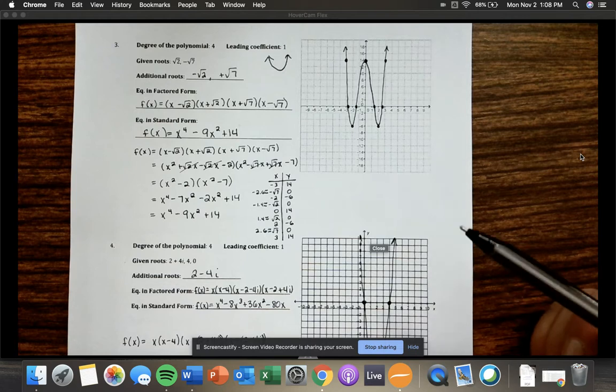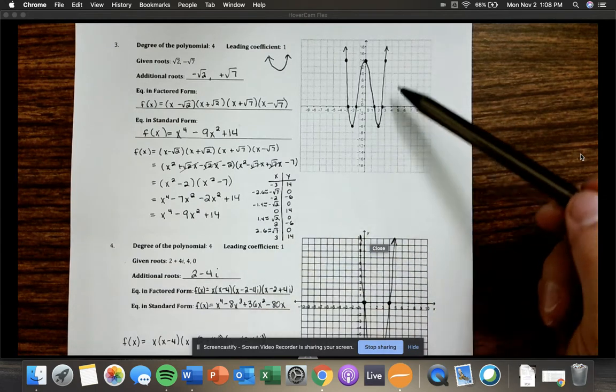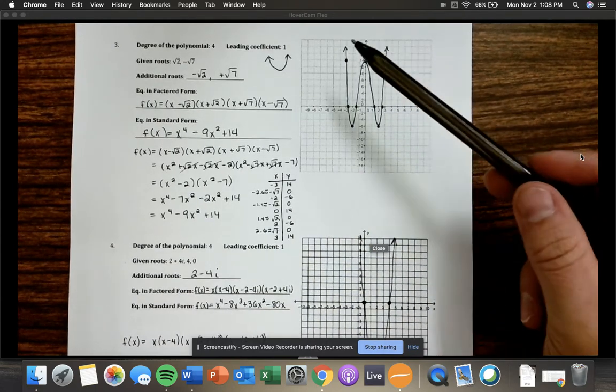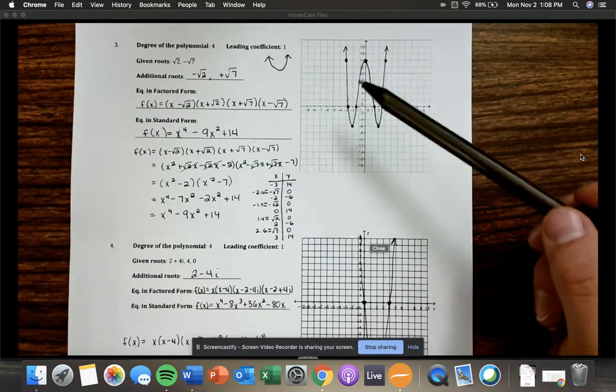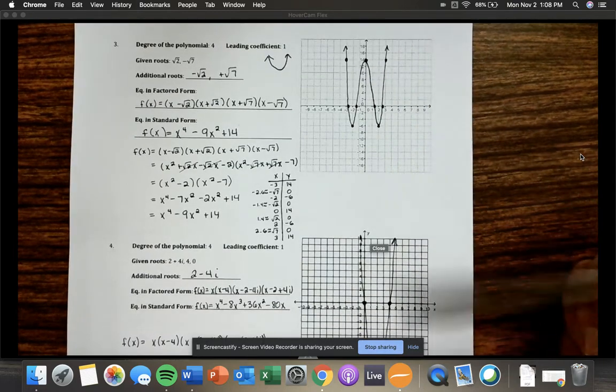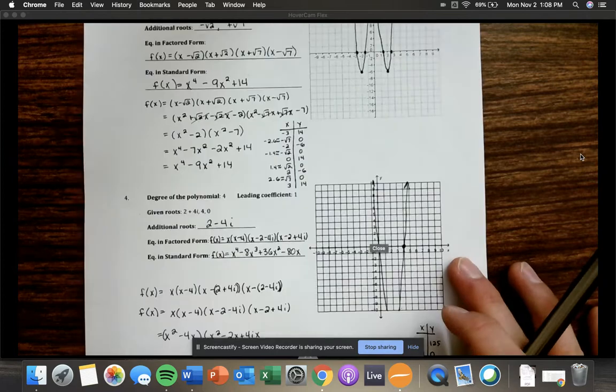But we plot them just like we've been plotting them. All right, so let's keep going, right? We found the extra points. We plotted all the points. We plotted the end behaviors. And then you just connect the dots. All right, so let's look at number 4.